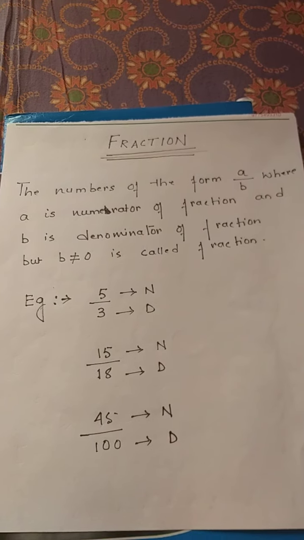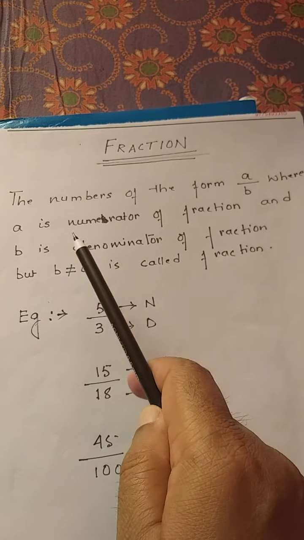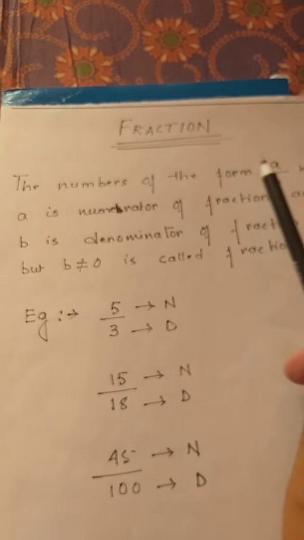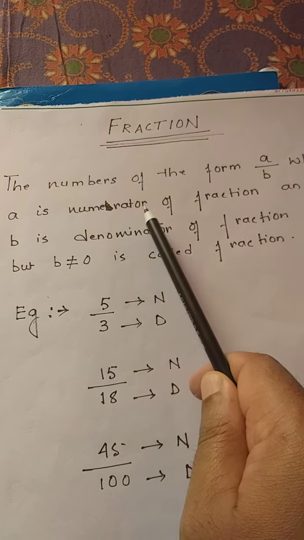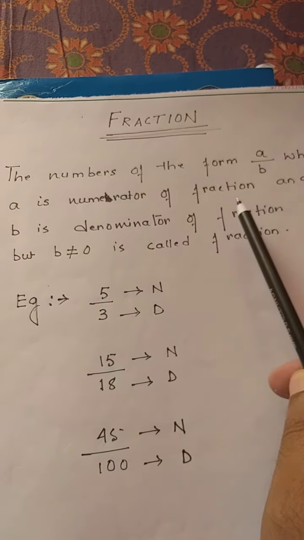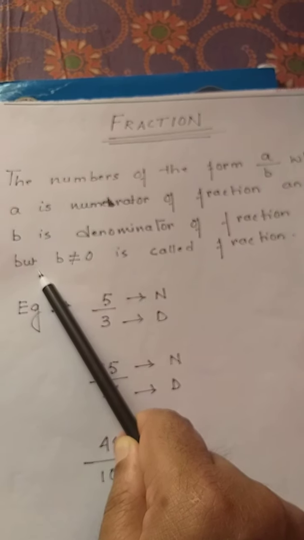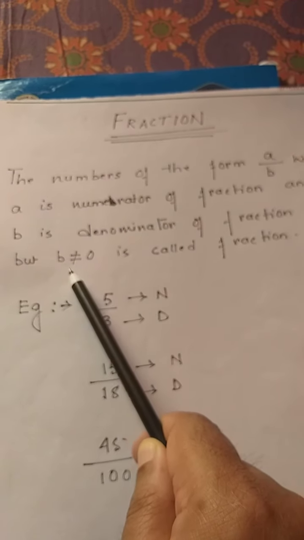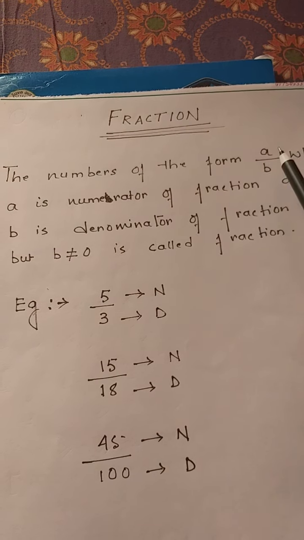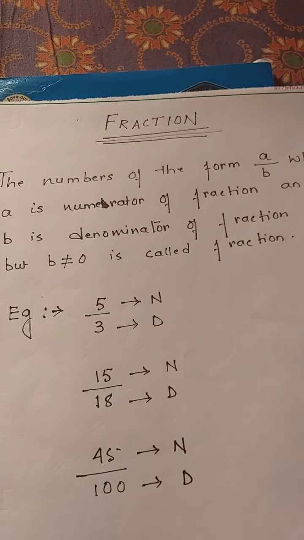What is a fraction? A fraction is a number of the form a by b, where a is the numerator of the fraction and b is the denominator of the fraction. But the only restriction is what? That b should not be equal to 0. Then this form a by b is called a fraction.